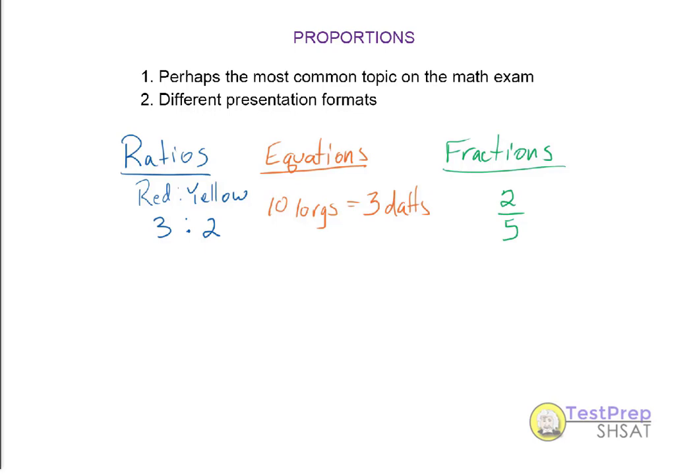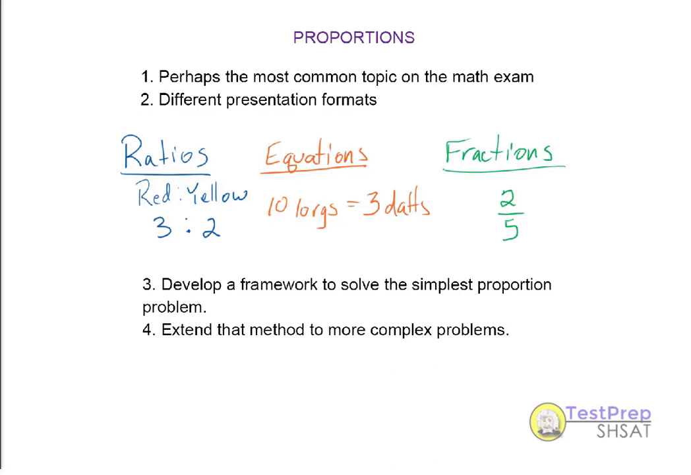Or an age word problem. John's age is 1/3 of Zach's. Today, I want to develop a framework to solve the most basic proportion problem. Start with the simplest case. How do we set it up? How do we proceed toward the solution?